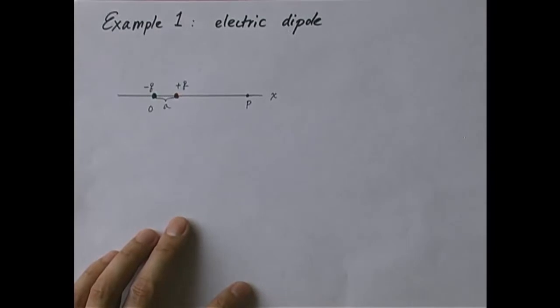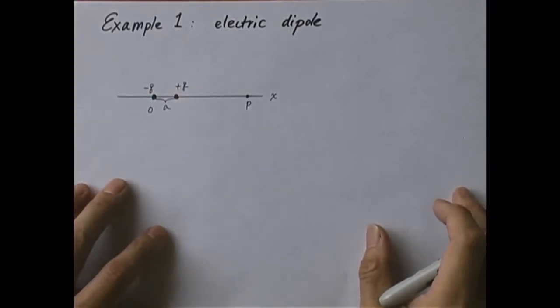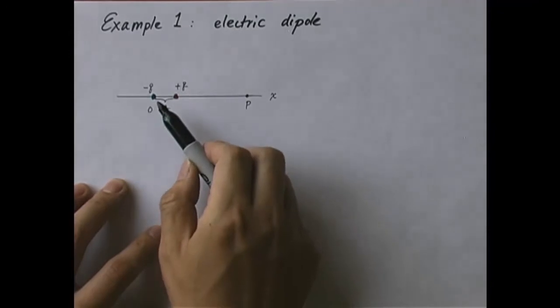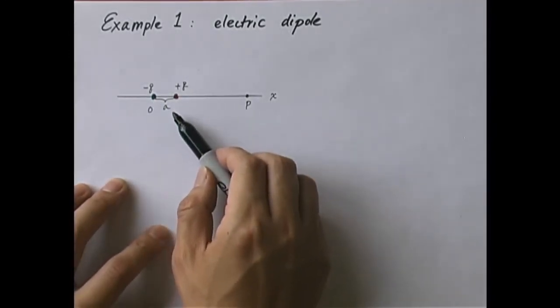Okay, so much for the basic concepts. Now let's take a look at the first example. Let's revisit the so-called electric dipole. We learned in the first chapter what an electric dipole is. Basically, it's a pair of charges, positive Q and negative Q. They are separated by a very small distance a.